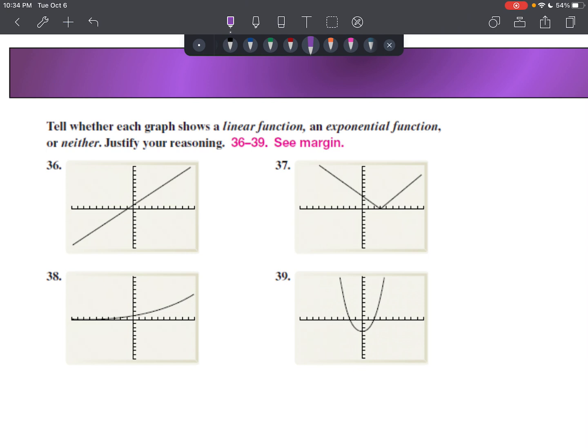Okay, tell whether each graph is a linear function, an exponential function, or neither. So we should know what a linear function is. We should know what an exponential function is. You should know the name of all of these functions. So go ahead and press pause and see if you can come up with the name for each one of these problems, and then come back and press play.